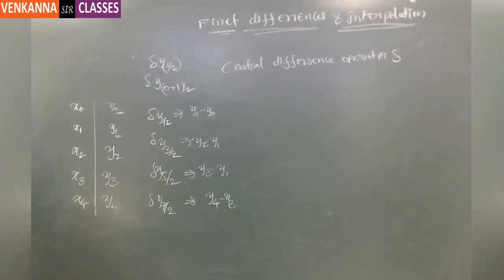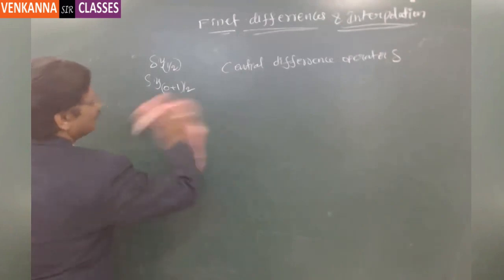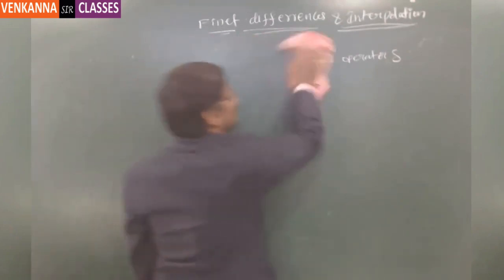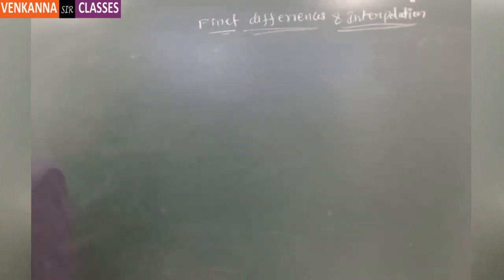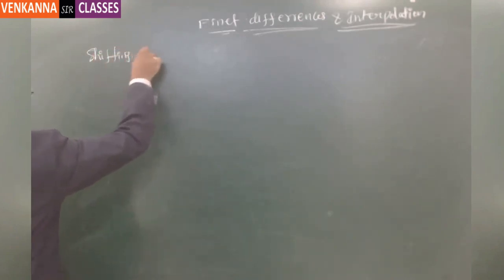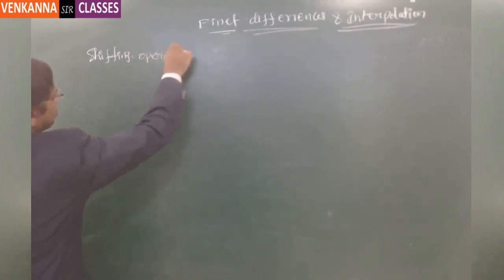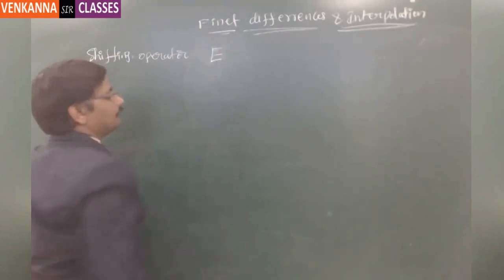But anyway, we are not going to use this central difference. We work only on the forward and the backward differences. And then there is another kind of operator. So there are two other operators. Those are the shifting operators. This shifting operator is represented with the letter E.